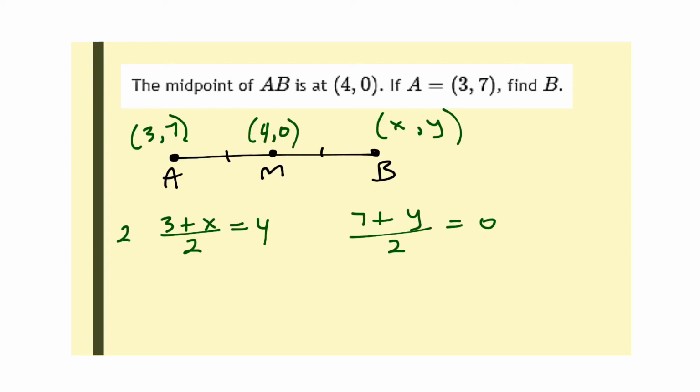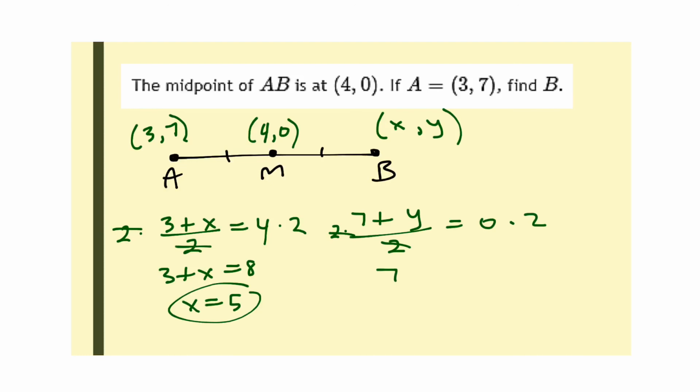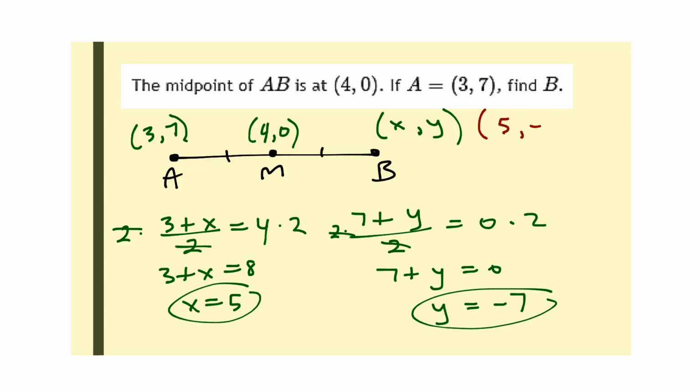All right, so we could solve these. 3 plus X has got to be 8, so X must be 5. Over here, same procedure. 7 plus Y has got to be 0, so Y must be negative 7. Okay, so the point XY is 5, negative 7.